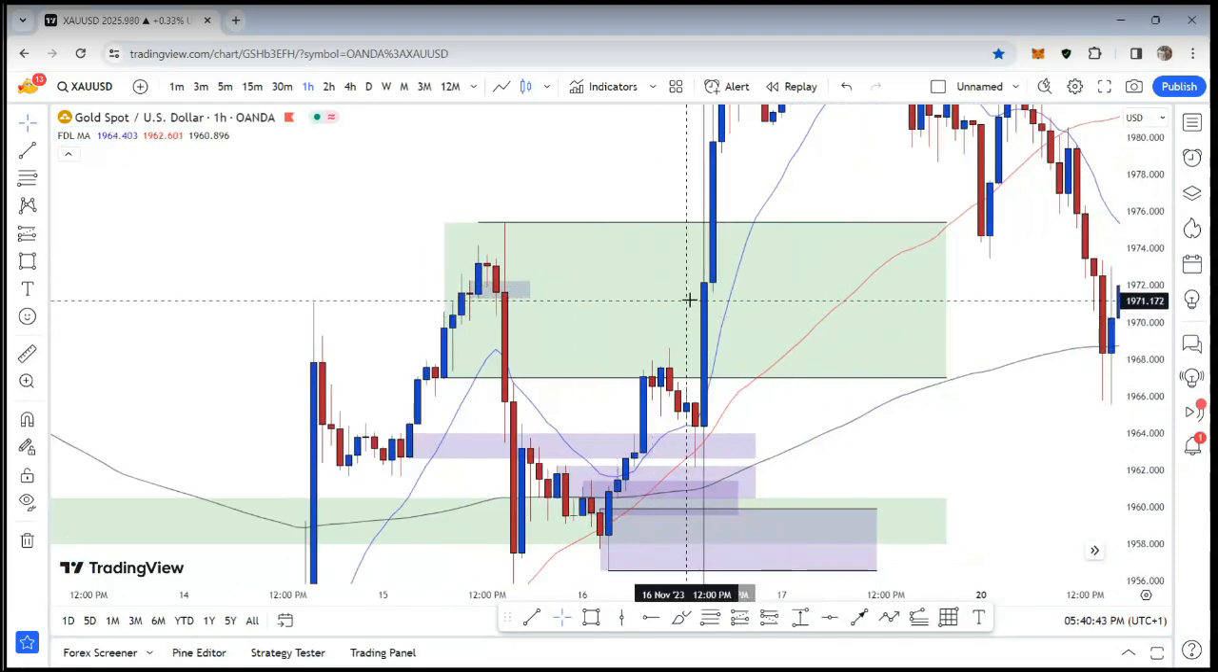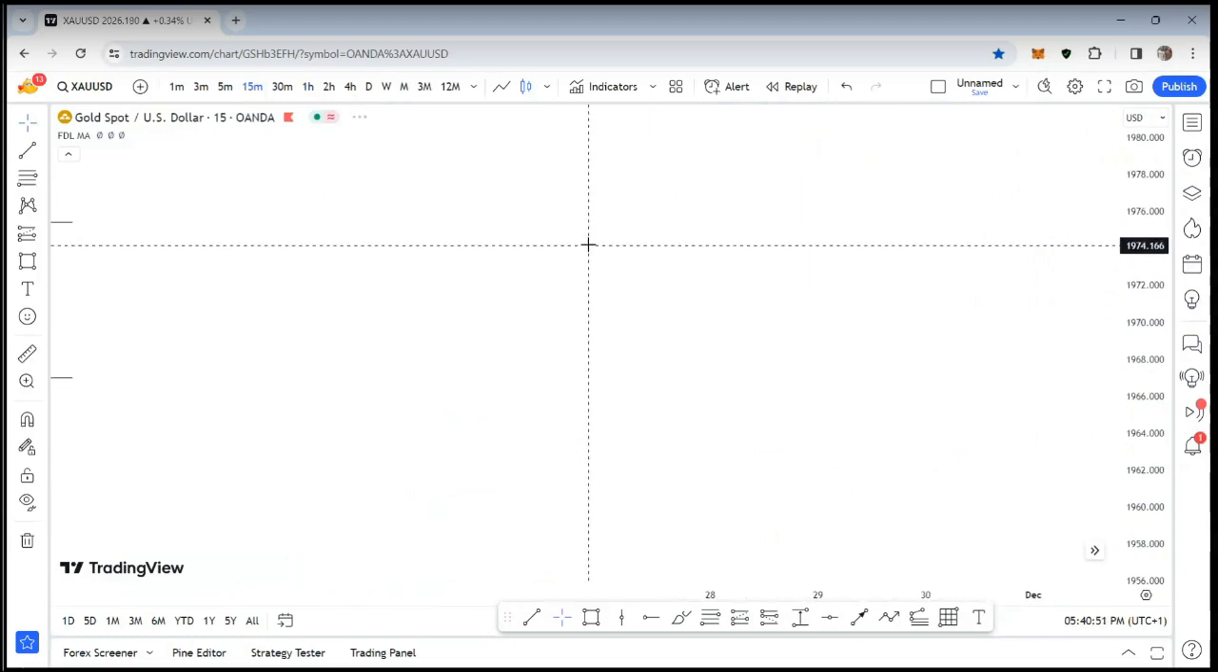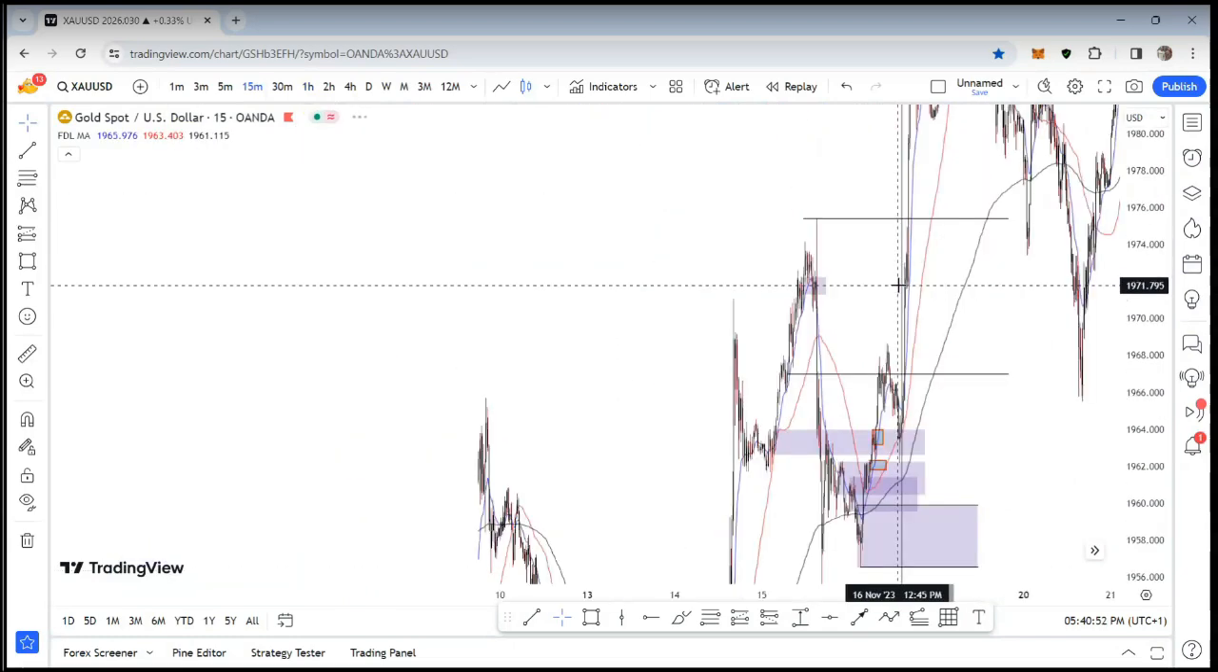Do you understand what I'm explaining? Yes, bro. Okay, good. So now if I'm going down to my 15 minutes, I need 15 minutes to align with that structure, with that movement.